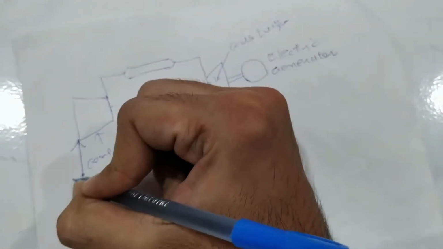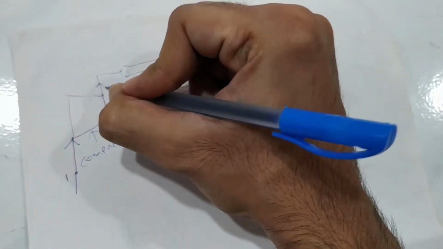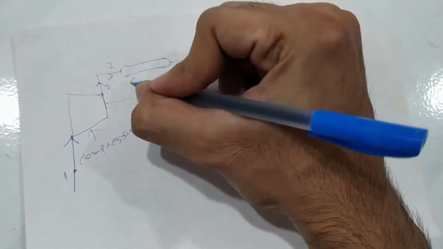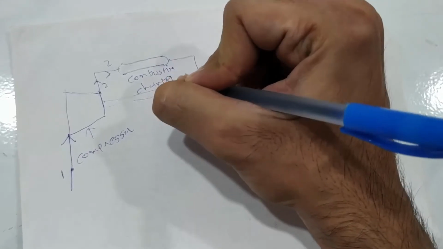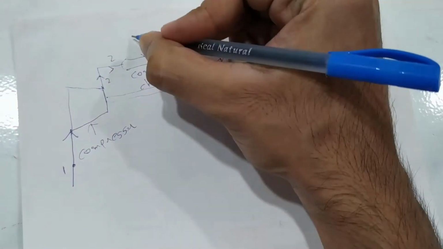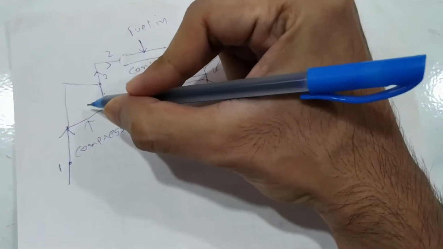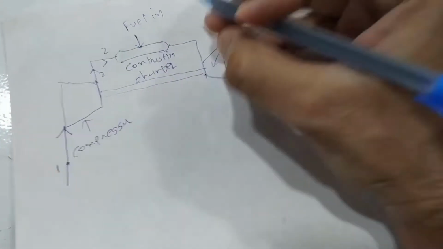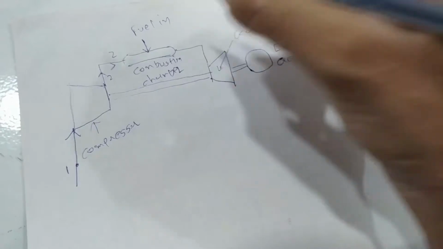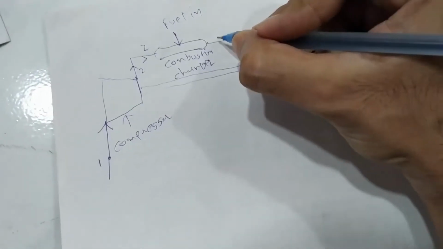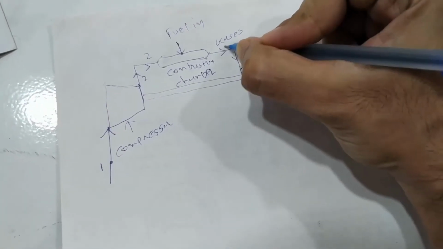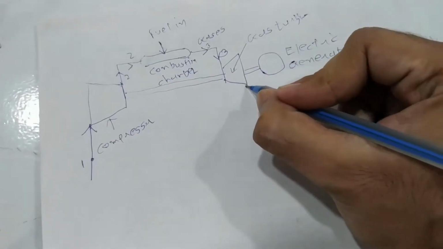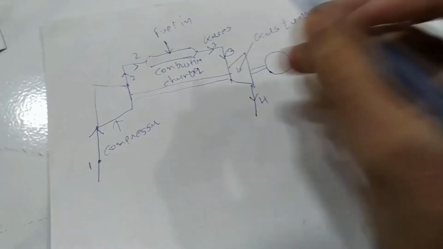Here is process 1, here is process 2, this is the combustion chamber, and fuel comes into the combustion chamber, and compressed air goes to the fuel in the combustion chamber. So air and fuel both get mixed up, and then gases come out. This is process 3, and this is process 4.